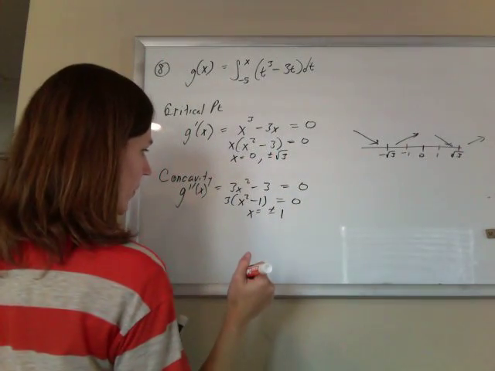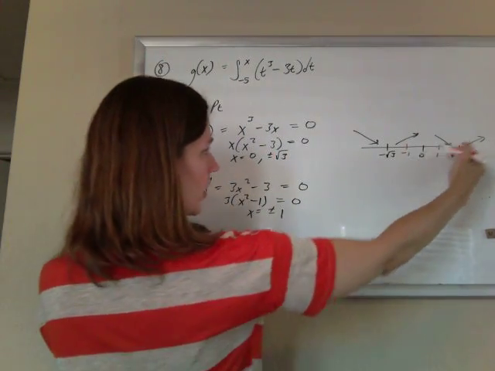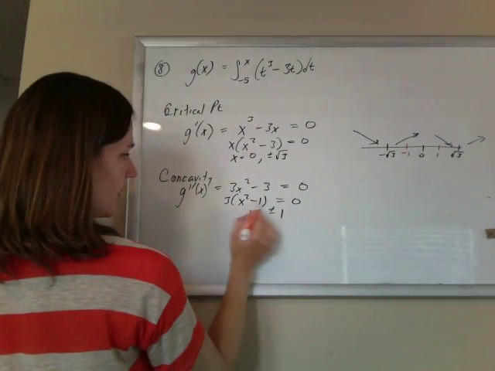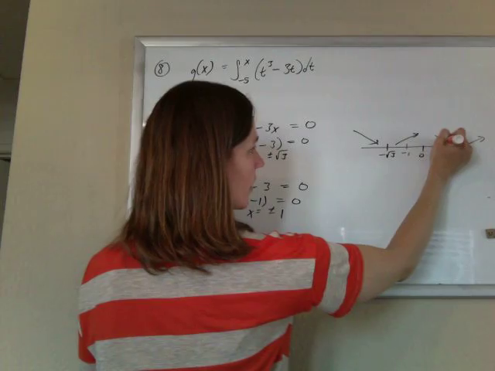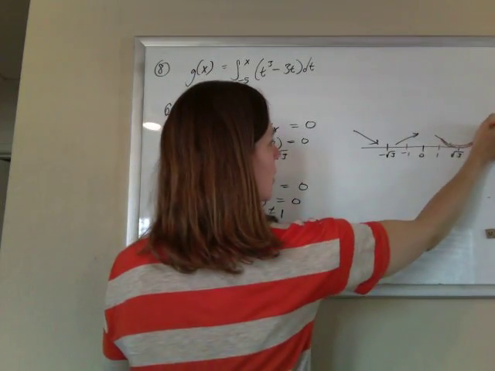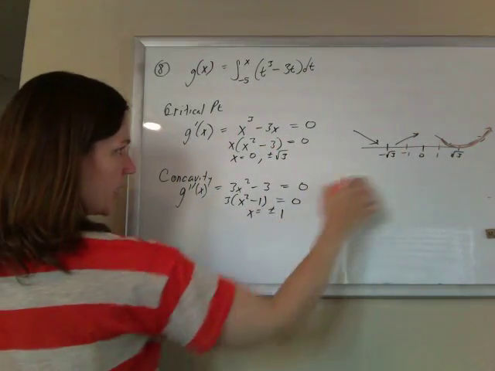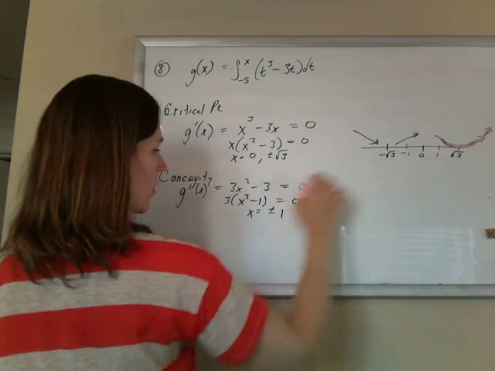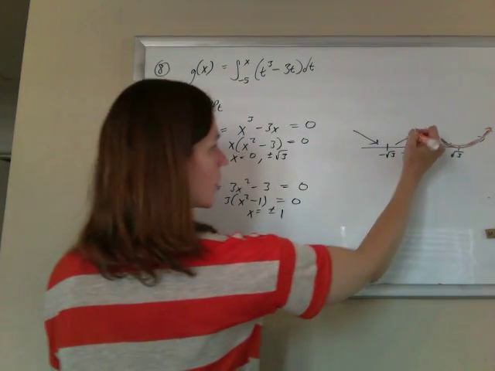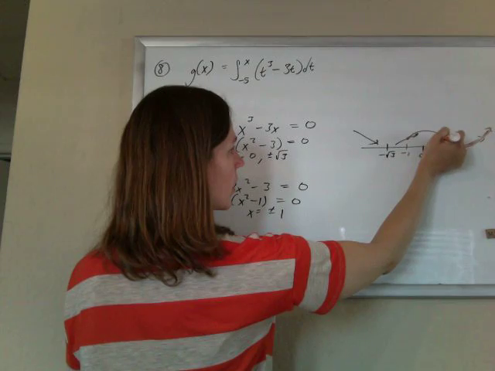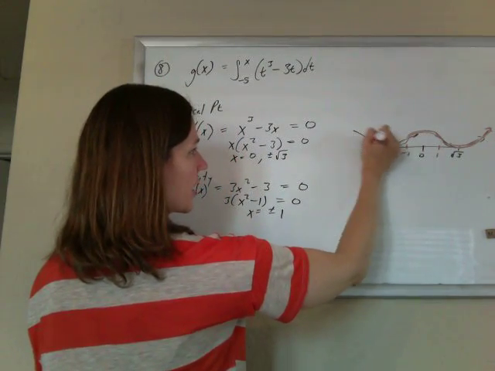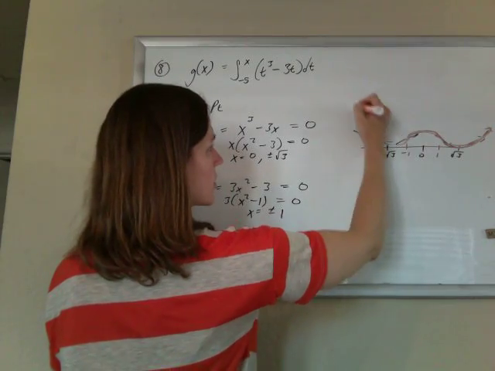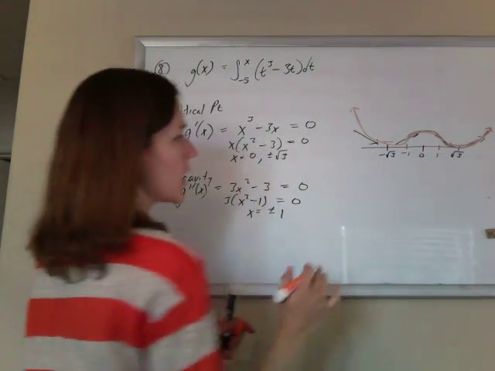there, if I plug in anything bigger than 1 into my second derivative, that'll be positive. So I'm concave up beyond 1. If I plug in anything between negative 1 and 1, like a 0, 0 squared minus 1 is negative 1, so I'm concave down between there and there. Plug in something over here, I'll be concave up again. So that is the basic shape of my graph.